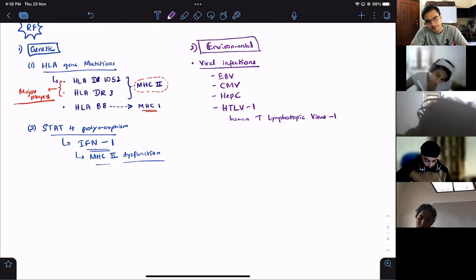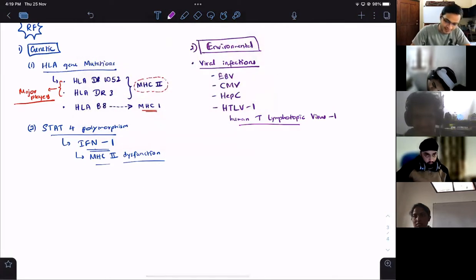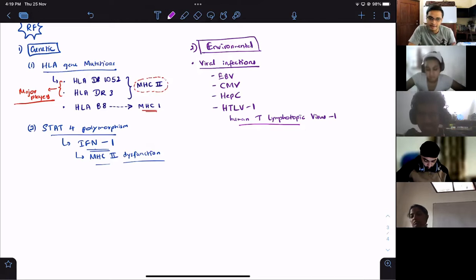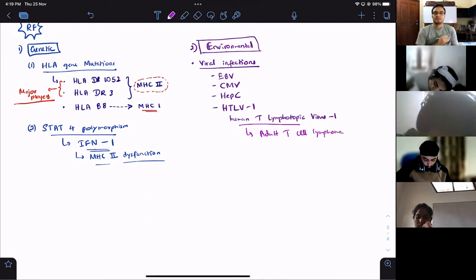What disease is related with this HTLV1? Anyone? Shashank is trying to guess. It's a little difficult to guess this one, Shashank. This one gives rise to adult T-cell lymphoma. Yeah, close, I know. Adult T-cell lymphoma. It's a retrovirus, guys.